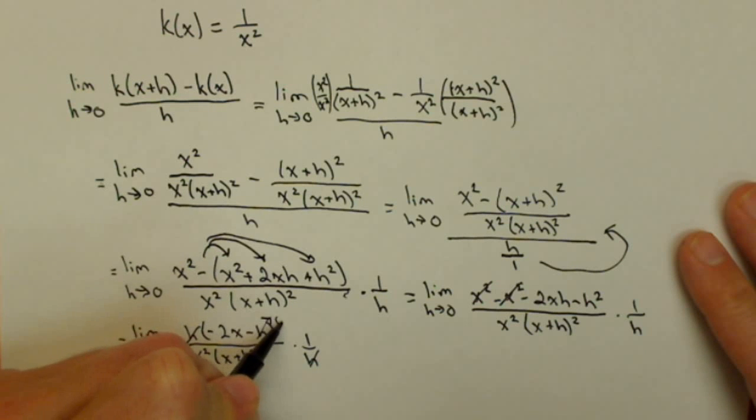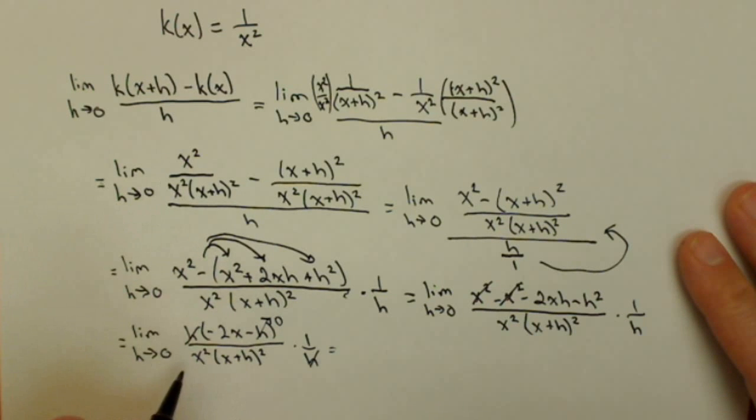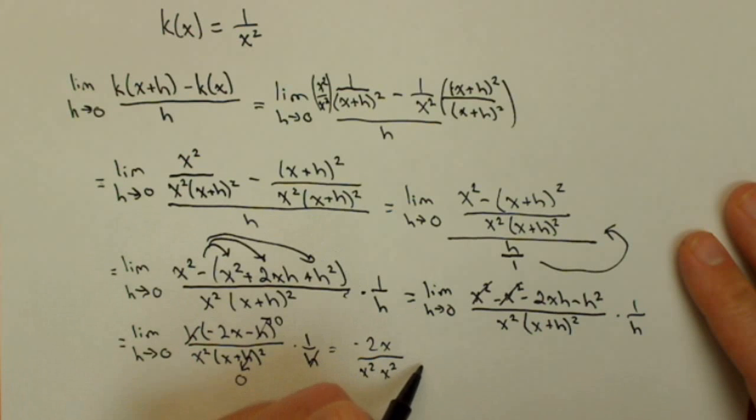This is good for us because these h's cancel, which now allows me to plug 0 in for h. This term here is going to become 0. And so now I've taken the limit. I'm going to get negative 2x. This h here is also going to become 0. And I'm going to end up with x squared times x squared.